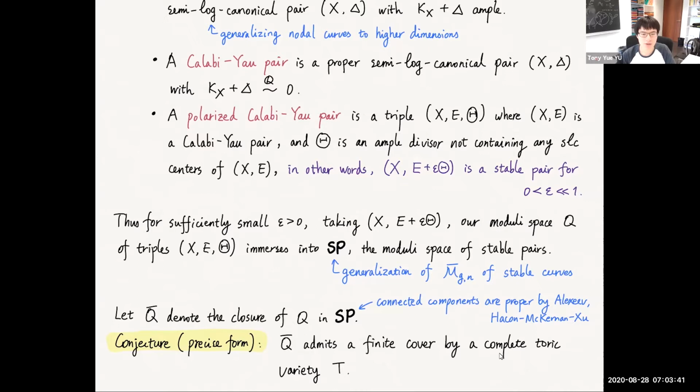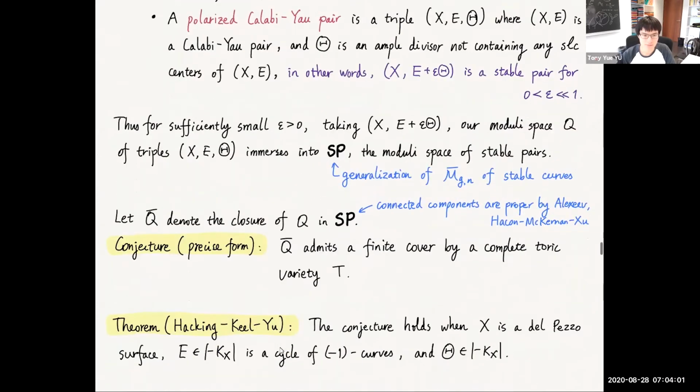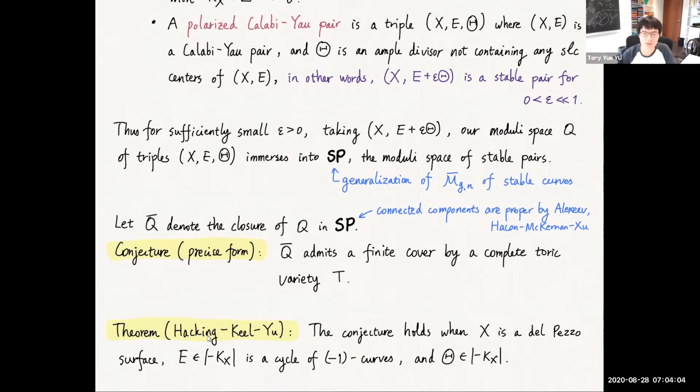In this lecture, I will explain how the idea in the Frobenius structure conjecture can be used to study this conjecture for the moduli space of Calabi Yau pairs. What we can prove for the moment is the following special case. The conjecture holds when X is a Del Pezzo surface and E is a cycle of -1 curves, and theta lies in the anticanonical class of X.